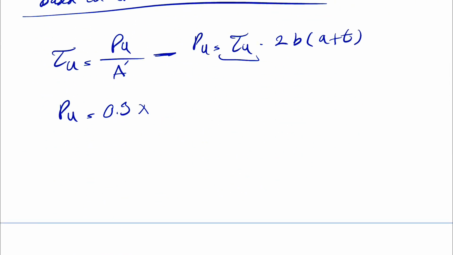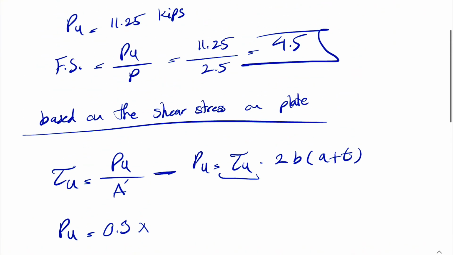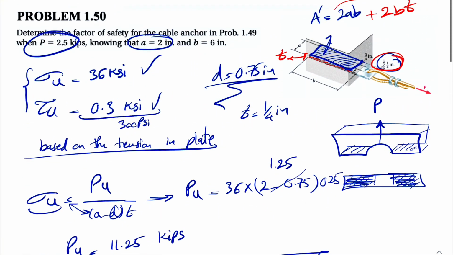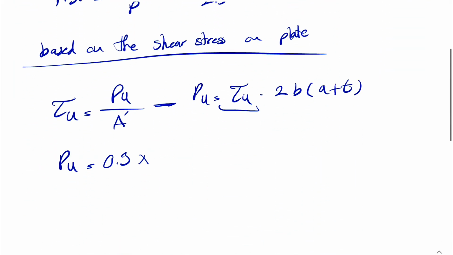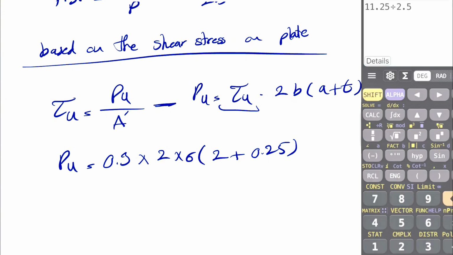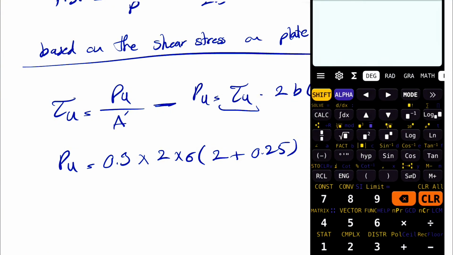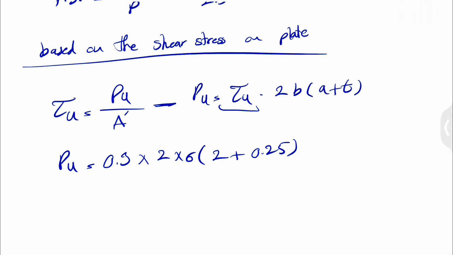So 0.3 times B, our B is 6, and our A is 2. So 6 times 2 times 6 times, A was 2 plus T is 0.25. And let's calculate our P. So 0.3 times 12 times 2.25. It's going to give us 8.1.